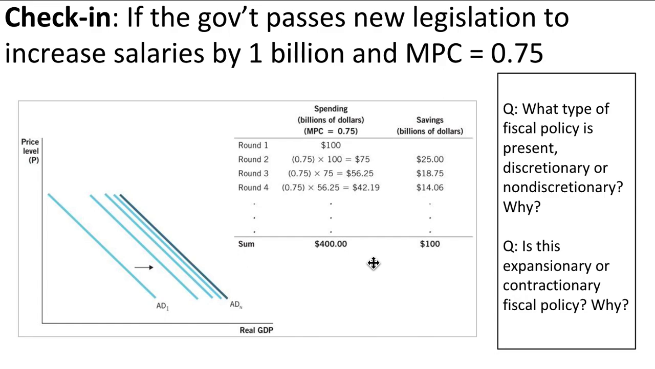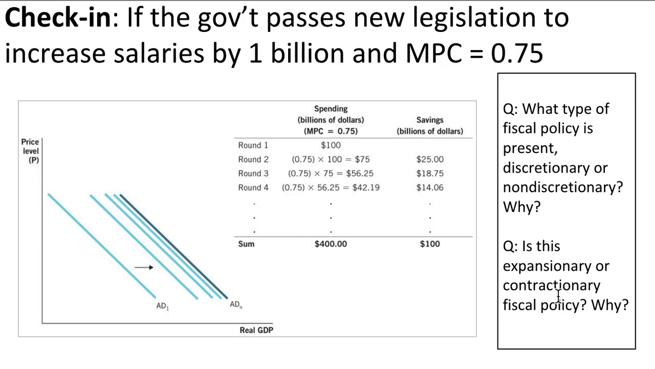So questions that would assess our understanding from this video: what type of fiscal policy is present, discretionary or non-discretionary? And is this expansionary or contractionary fiscal policy? So to answer these questions, we see in the question they're saying that the government is passing new legislation, that this isn't already an automatic stabilizer that's present in the government or in the economy, that the government is passing something new. They're realizing that there might be a recession and we really want to increase spending. So this would be actually a discretionary fiscal policy.